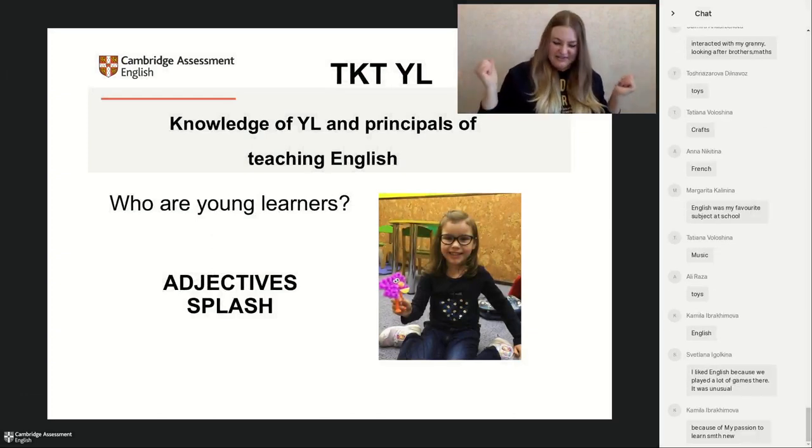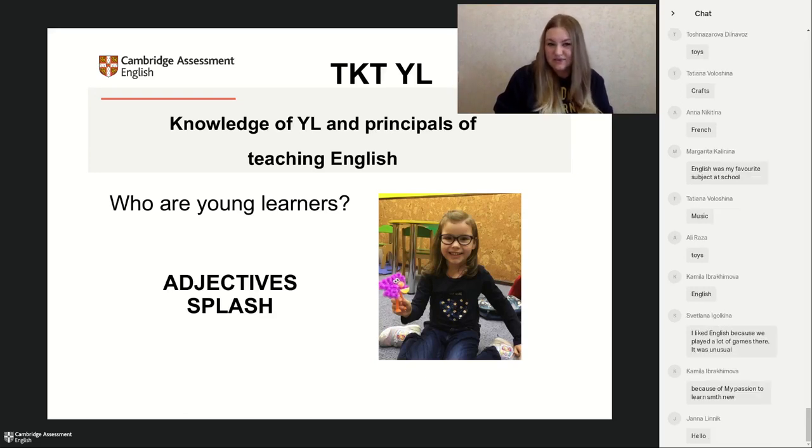Who are young learners? They are not aliens, for sure. But sometimes I think they are from another planet. Anyway, can you put any adjectives that can describe young learners? Who are they? What do you think?